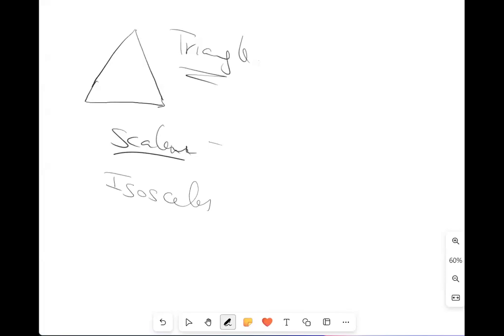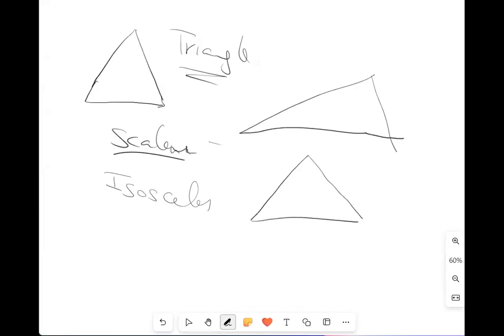So let's say in a scalene triangle they're all different, none of the sides are equal. But in an isosceles triangle, maybe this side and this side might be equal. And this is how you indicate that: you put a line through each, and that means these two are equal. Then you have what's called an equilateral triangle. That's where all three sides are equal.